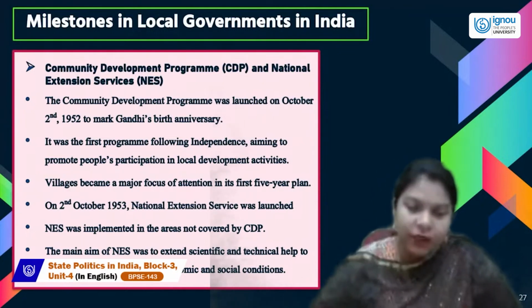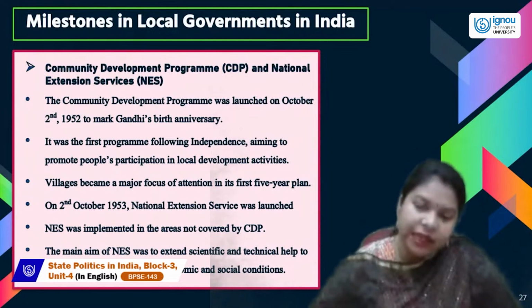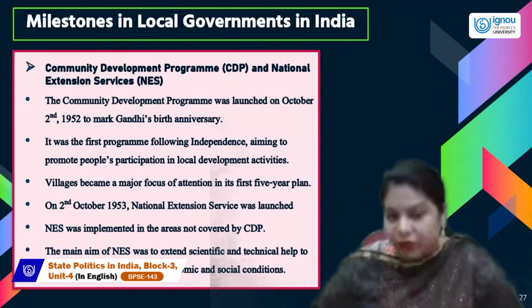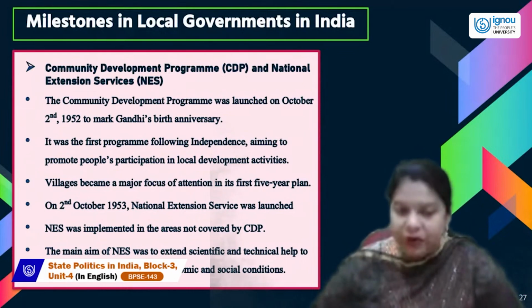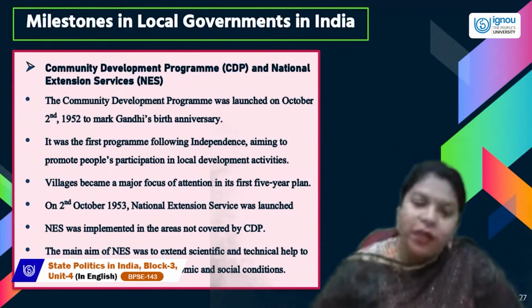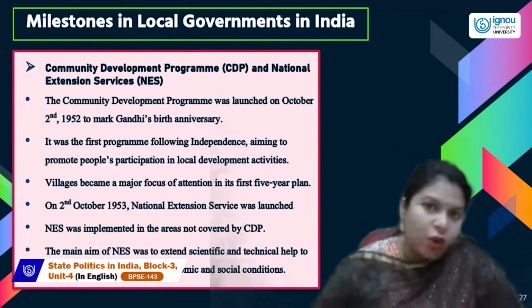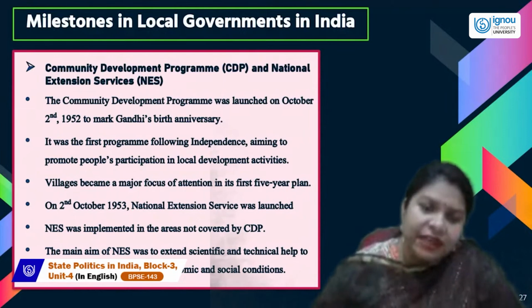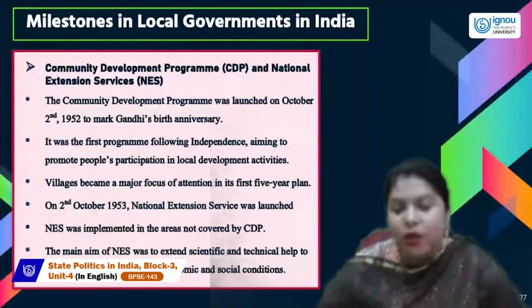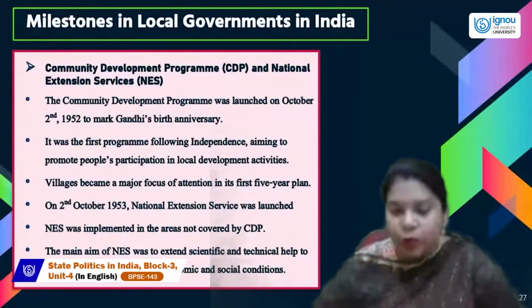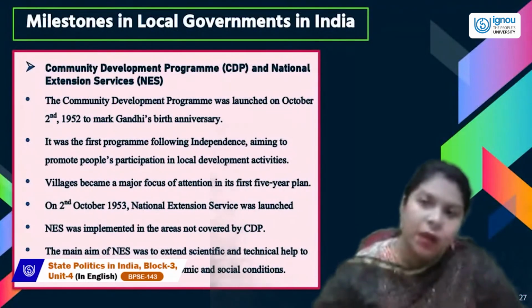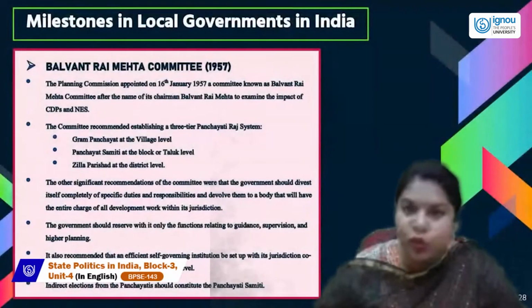So, what was the main aim of the NES, or the National Extension Services? The main aim was to extend scientific and technical help to the villagers to improve their economic and social conditions. So, what was the goal of this NES? To improve the conditions of the poor people who are not very economically and socially strong.